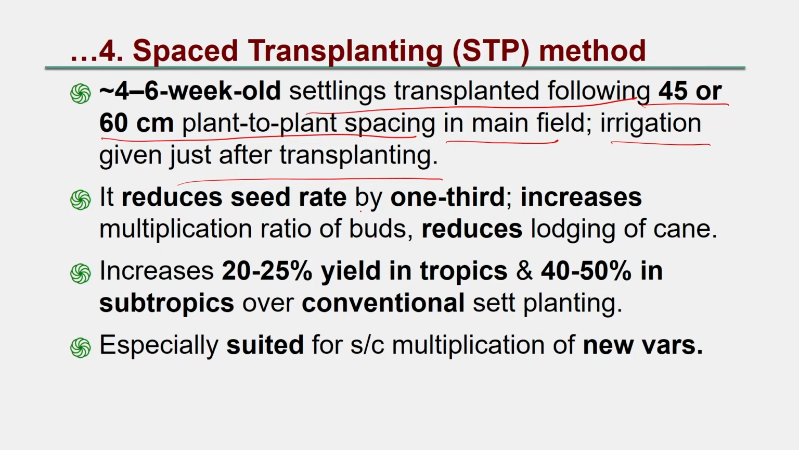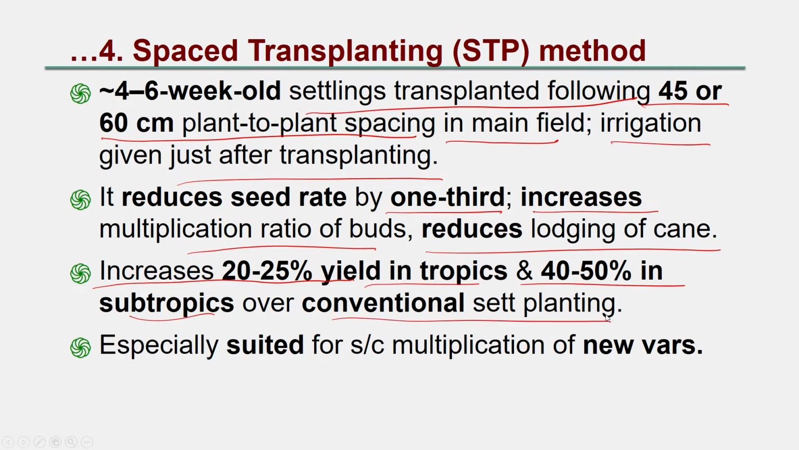It reduces the seed rate by 1/3, increases the multiplication ratio of buds, and reduces lodging of cane. It increases yield by 20 to 25% in the tropics and 40 to 50% in the subtropics over conventional set planting, and is especially suited for sugarcane multiplication of new varieties. So definitely this method has several advantages, but despite that it has not been adopted on a commercial scale by the farmers.